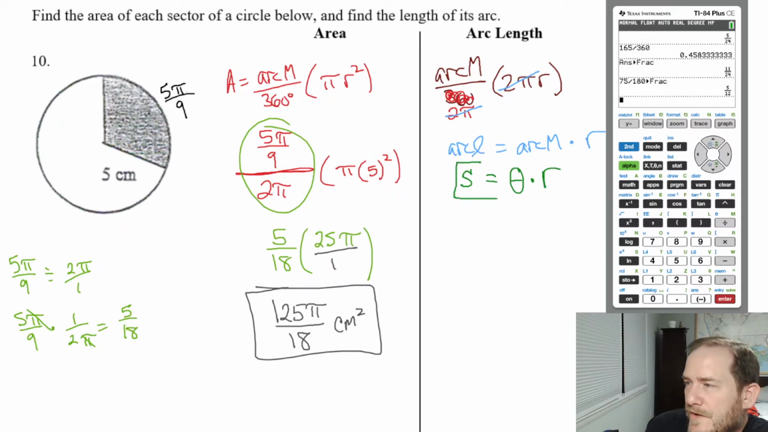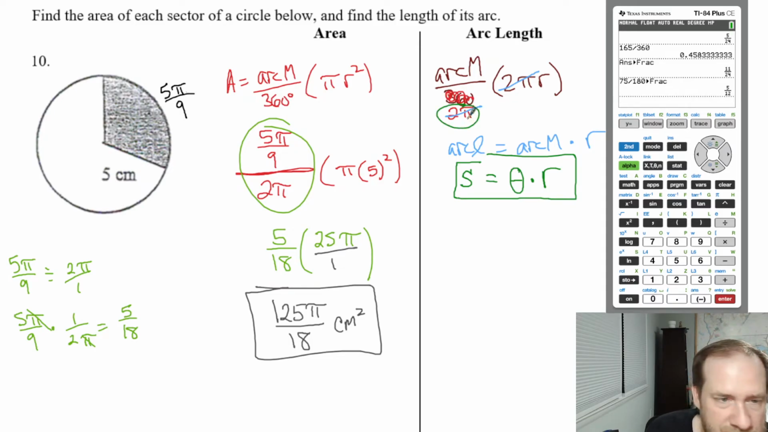So you could start this whole problem from right here if you remember this formula. If you don't remember this formula, then just go back to the other formula that you do know and just replace the 360 with 2 pi. You will get the same correct answer.